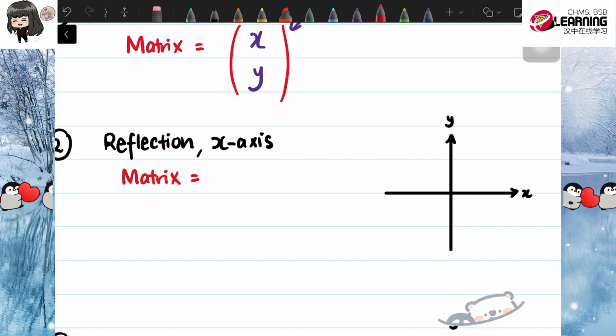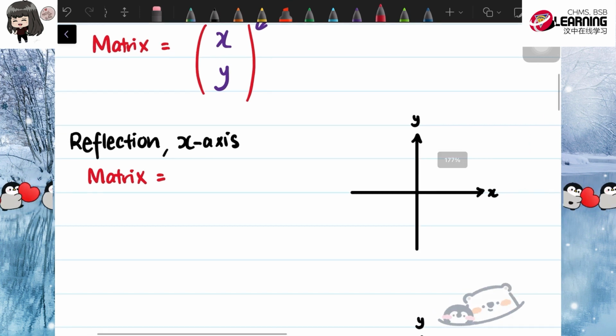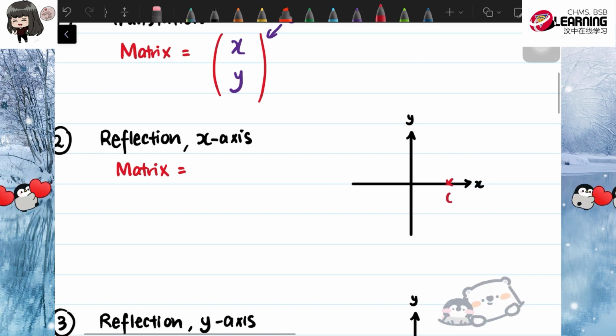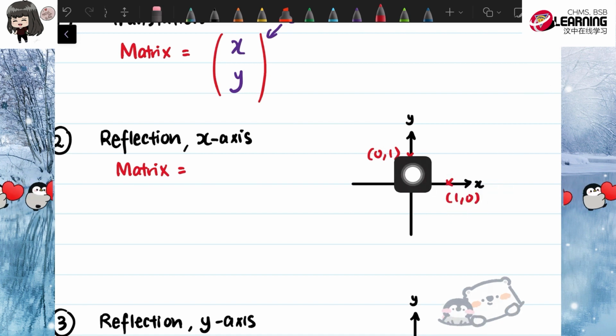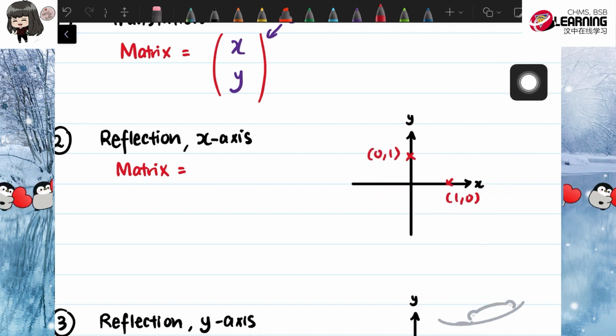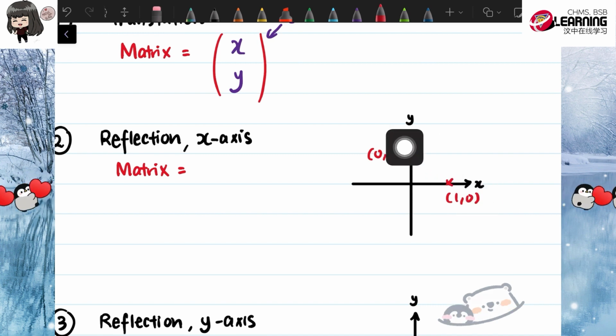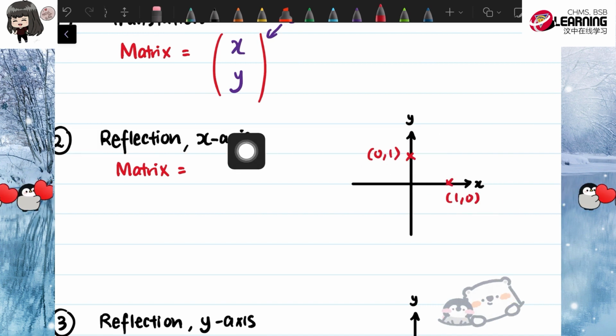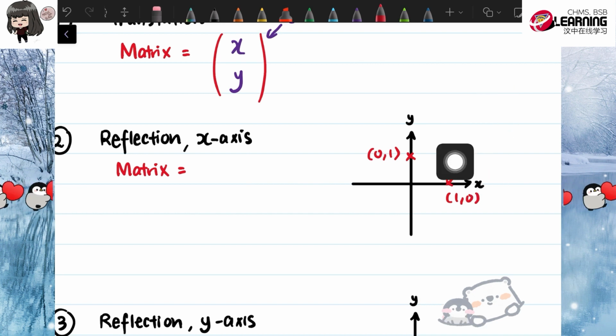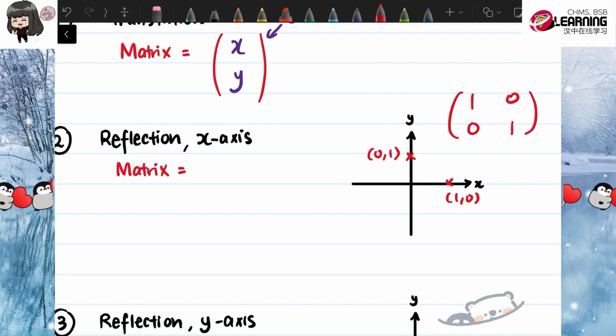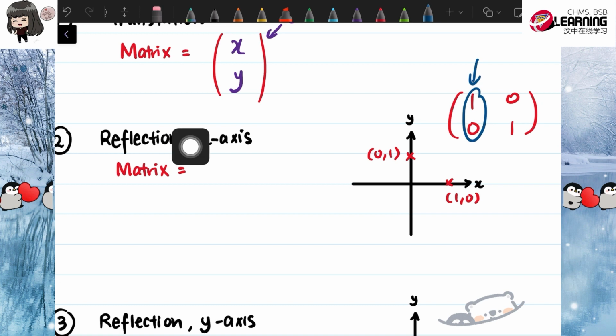As I said just now, you remember the standard. Your standard matrix there is 1, 0 and 0, 1. This is the standard of the matrix. If we want to find the matrix represented by reflection of x-axis, what we're going to do with these two coordinates, 1, 0 and 0, 1, is we do the same thing. First we reflect this 1, 0, because your standard matrix is 1, 0, 0, 1, under this x-axis.